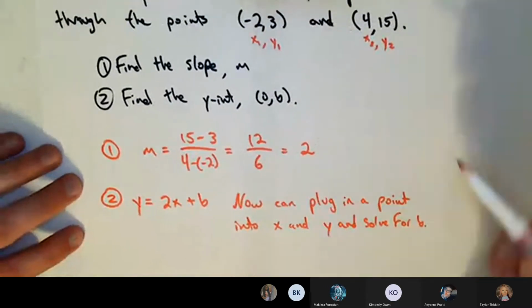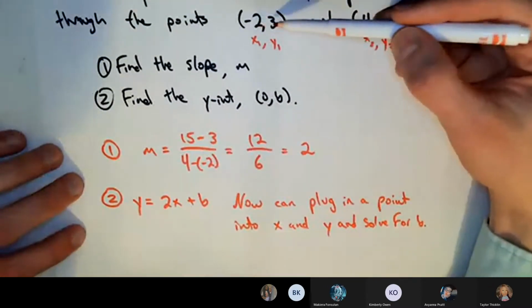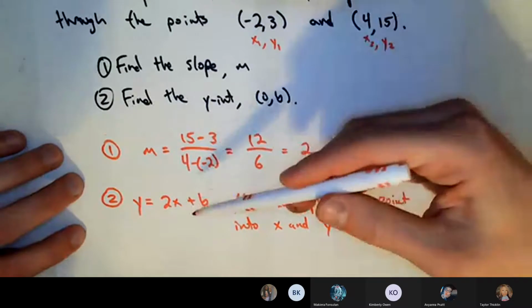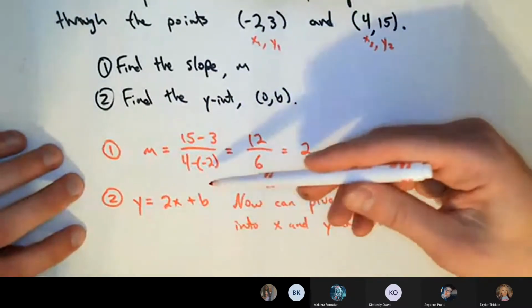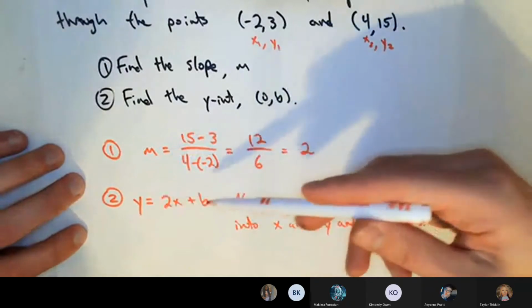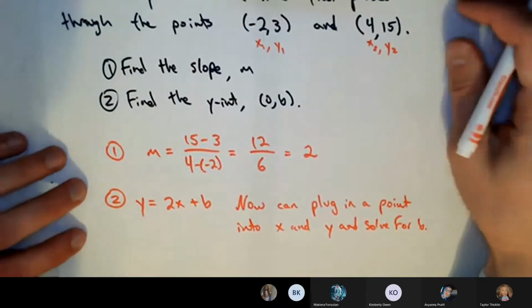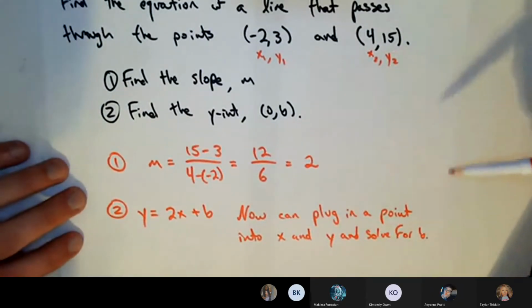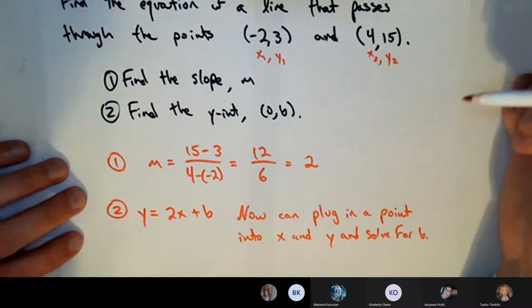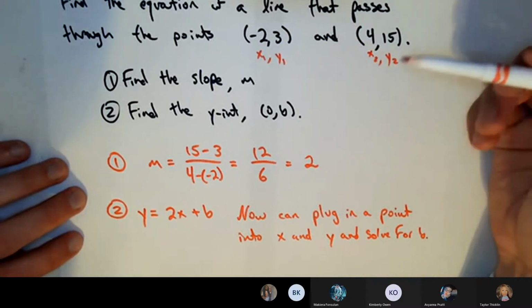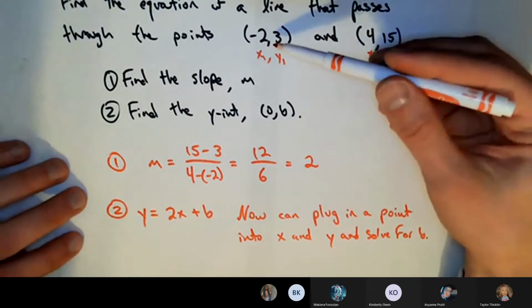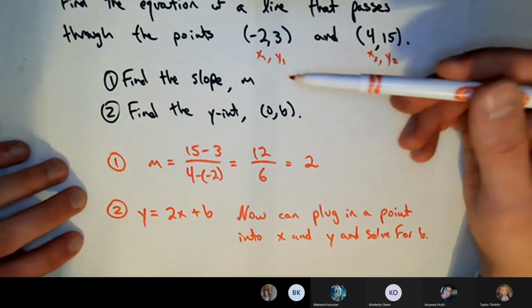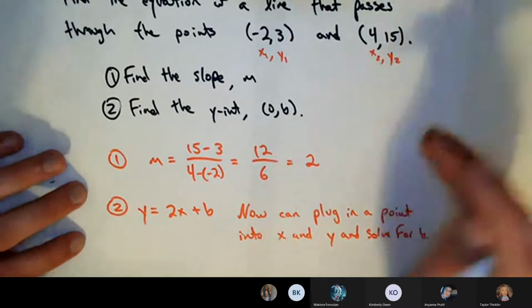Okay, so we'll take one of these points, -2, 3, or 4, 15, plug it in for x and y, and then we'll just be left with an equation with just the letter b in it, in numbers, and we can solve for b, right? So does it matter which point you pick? No, we were given 2 points here, so it doesn't matter which point I pick. I'll pick this one, 4, 15, just because it doesn't have a negative. You could pick this one, and if you do your math right, you'll get the same answer I do.